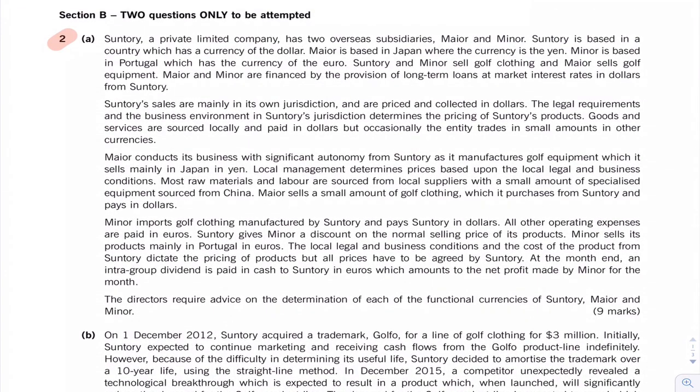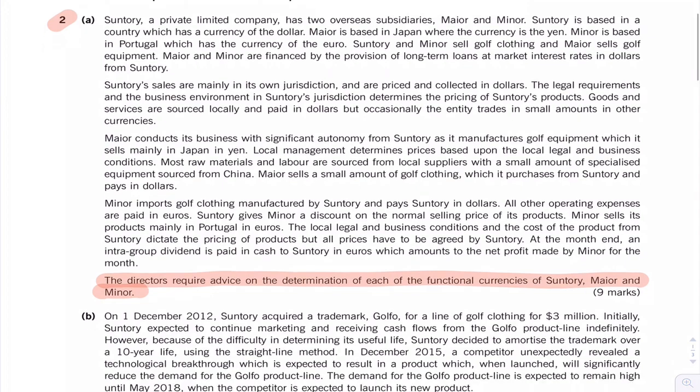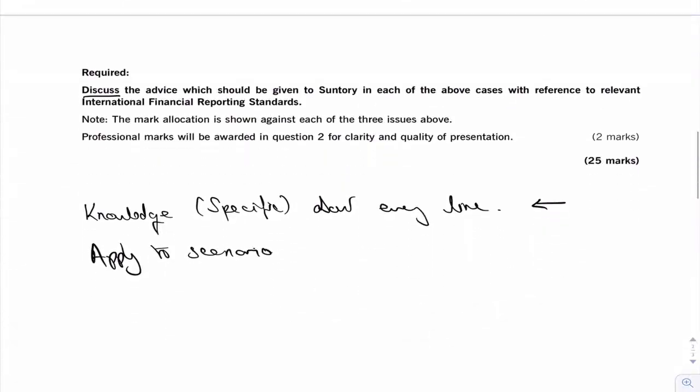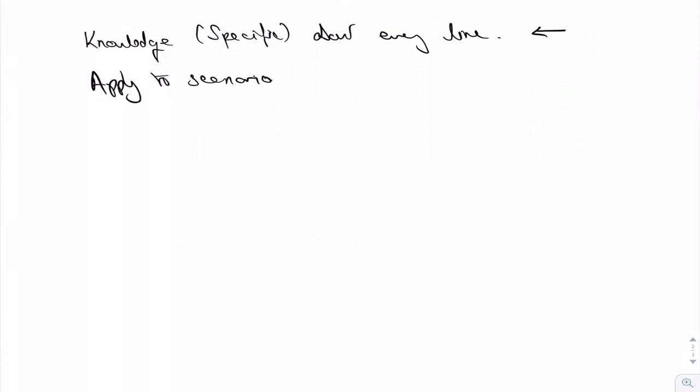Okay, right, so sometimes it's not clear what the question's about. You know, is it about intangible assets? Is it about financial instruments, whatever? But my word of advice is, always look at the bottom line first. And here it says, look, the directors require advice on what are the functional currencies. So that's the question. What are the functional currencies? So because you know what the question is all about, you now know what the knowledge is all about. So I would now go straight in to the knowledge.